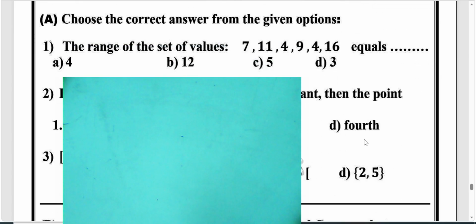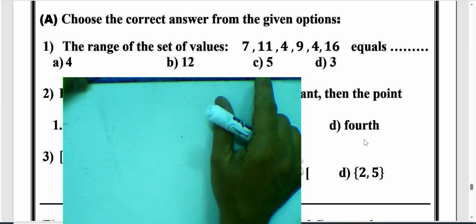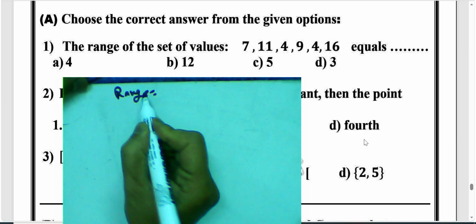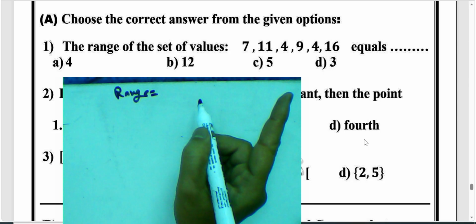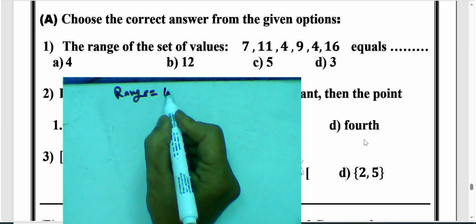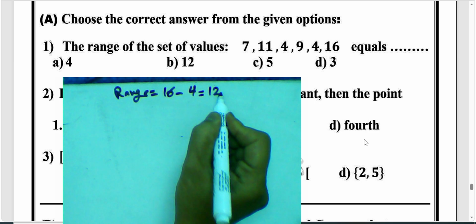Choose the correct answer. The range of the set of values: we know the range is equivalent to the difference between the maximum and minimum. The maximum here will be 16, and the minimum here is 4. 16 minus 4 is 12.